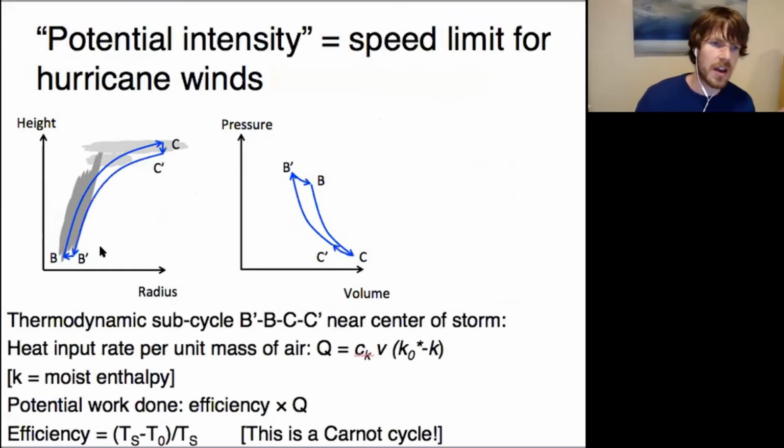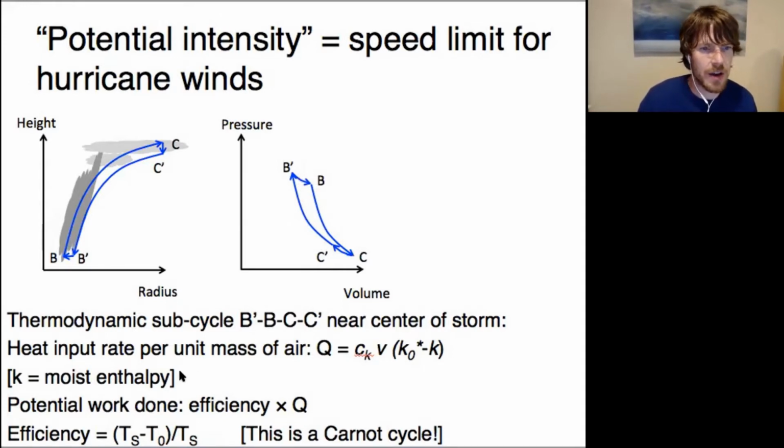So if we zoom in and look at a tiny subcycle near the center of the storm, going from a point right near the eye wall to the eye wall itself, ascending in the outflow, descending a bit and losing energy, and then coming back to this point, this thermodynamic subcycle would look like an isothermal expansion, adiabatic expansion, isothermal compression or near isothermal compression, and adiabatic compression, something like that. This thermodynamic cycle encloses area and thus can do work.